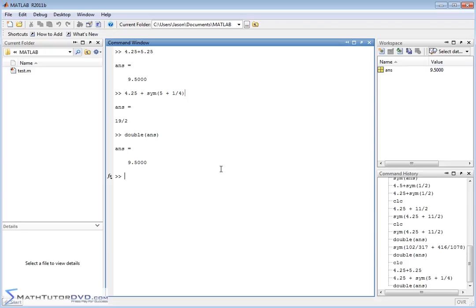So dig out your copy, play with it, make sure you understand it because as we go through the rest of the course, we'll be talking about symbols in MATLAB quite often.